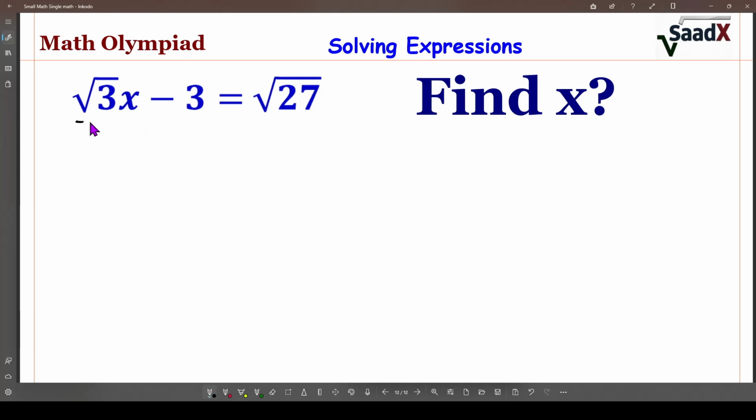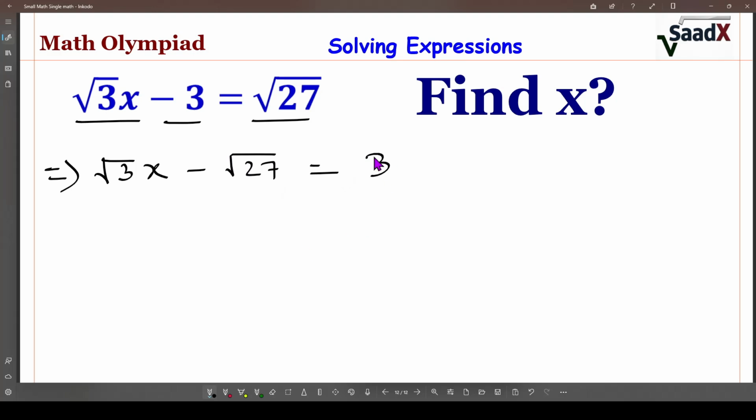Today's question: root 3x minus 3 equals root 27. We have to find the value of x. So in this case, first we can write root 3x minus root 27 equals plus 3. We just exchange root 27 and 3.